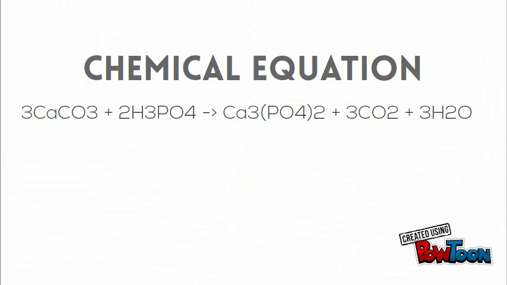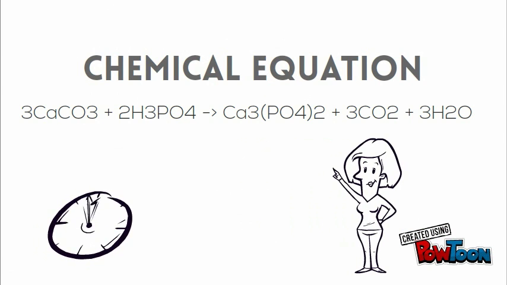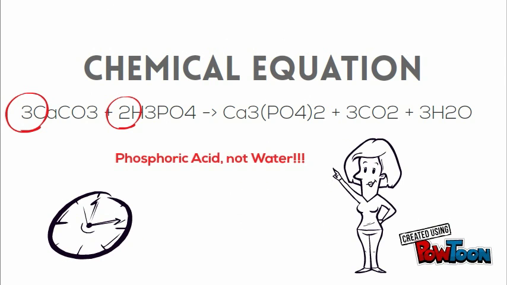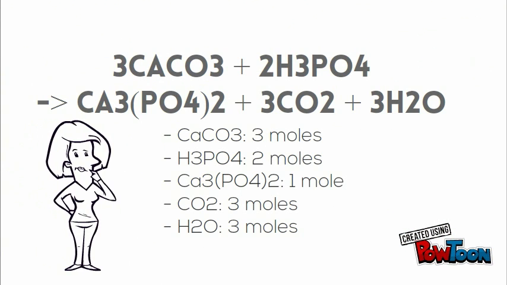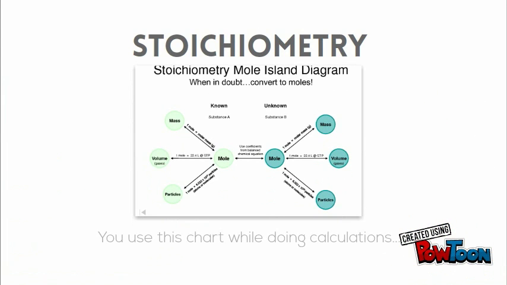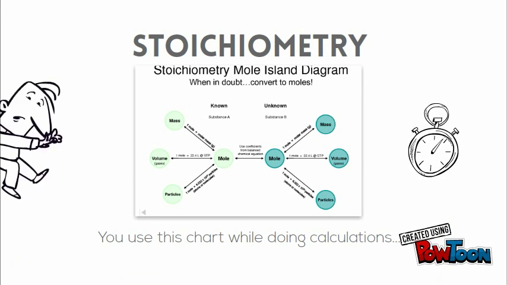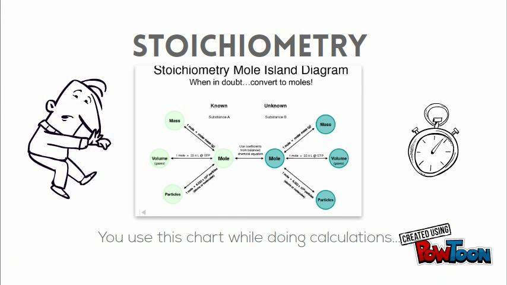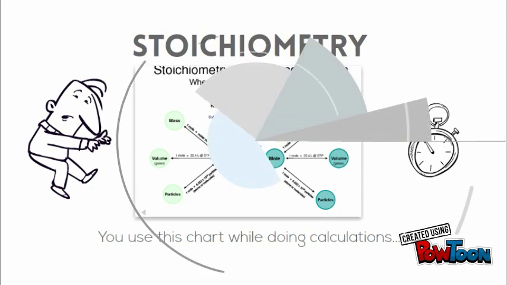For example, in the following chemical equation, we can see that there's a mole ratio of 3 to 2 between calcium carbonate and phosphoric acid. So if you have 3 mole of calcium carbonate and 2 mole of phosphoric acid, it can produce 1 mole of calcium phosphate, 3 mole of carbon dioxide, and 3 mole of water. The calculation of quantities in chemical reactions is a subject of chemistry called stoichiometry. Calculations using balanced equations are called stoichiometric calculations.